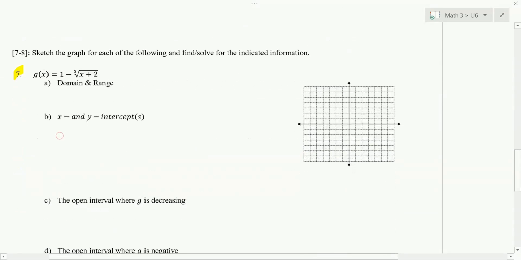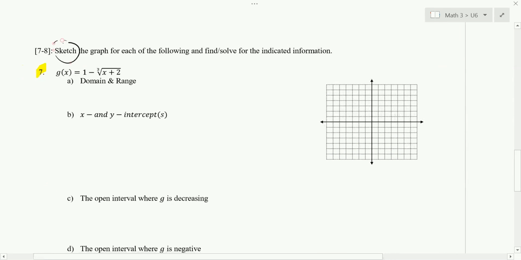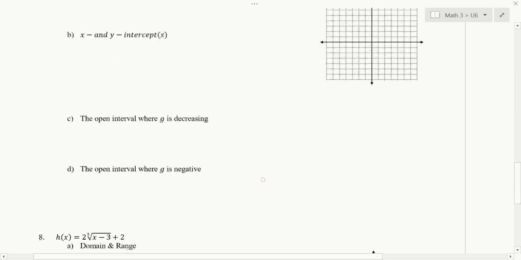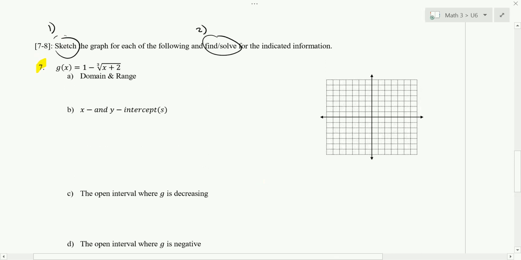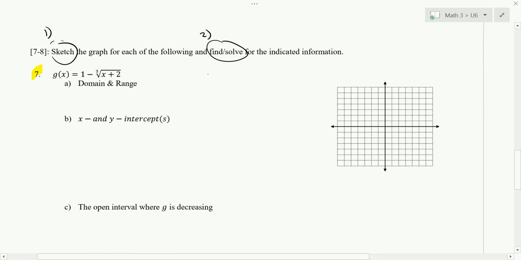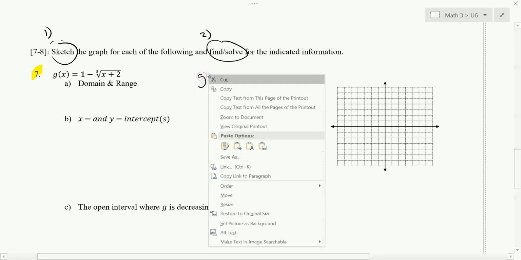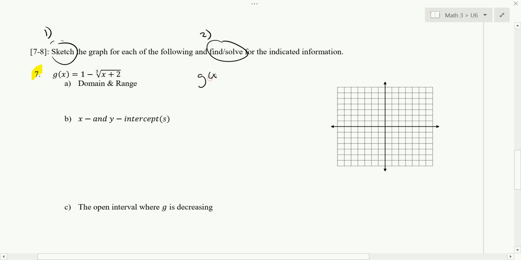Lastly, let's take a look at number 7. We're asked to sketch the graph first for each of the following, and then find or solve for the indicated information, which is A all the way through D in this case. So starting with a graph, we got g of x is the negative cube root of x plus 2 plus 1. And so we go left 2, up 1 from 0, 0 to get the center of our graph.